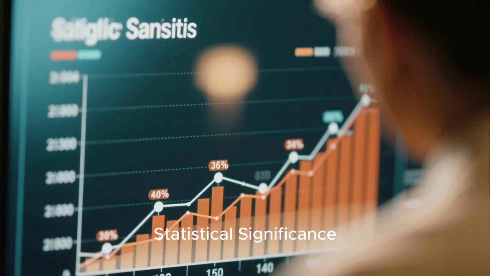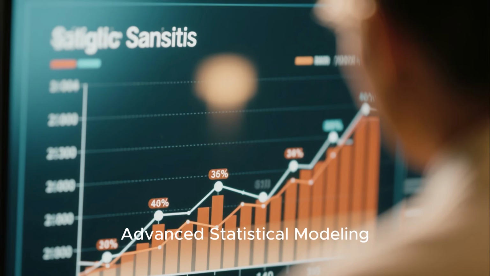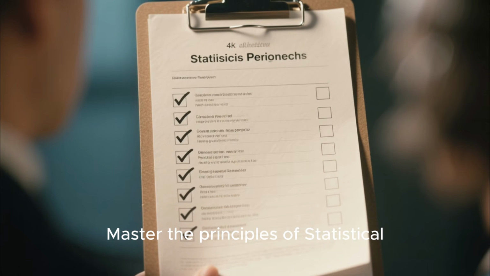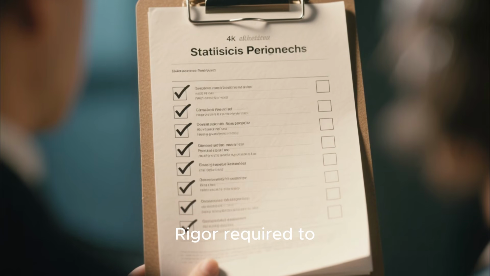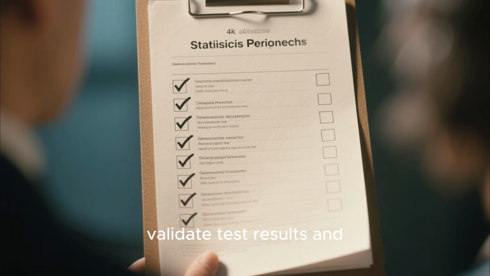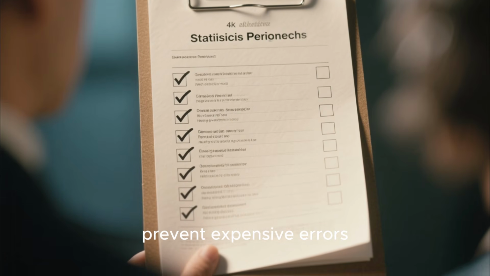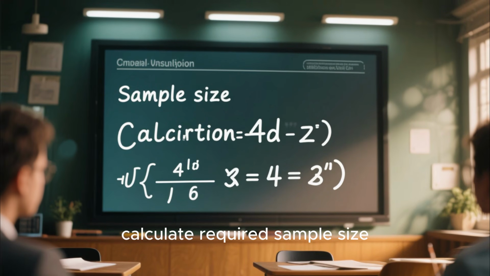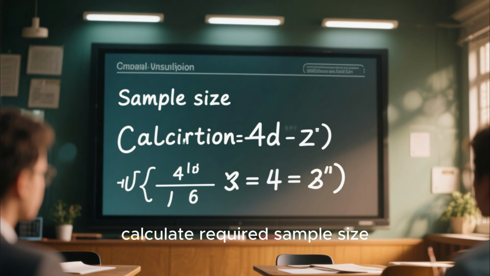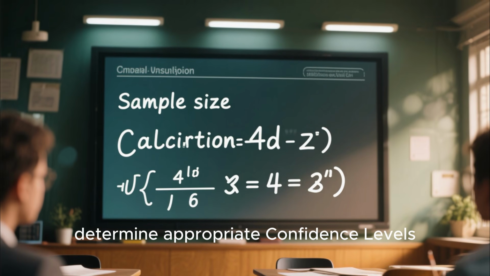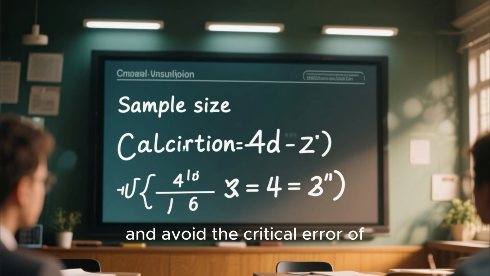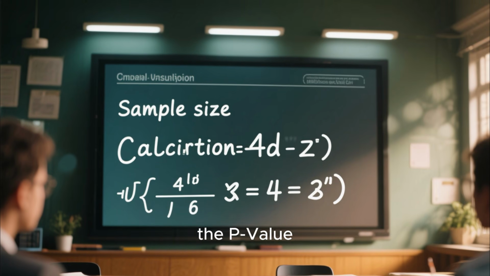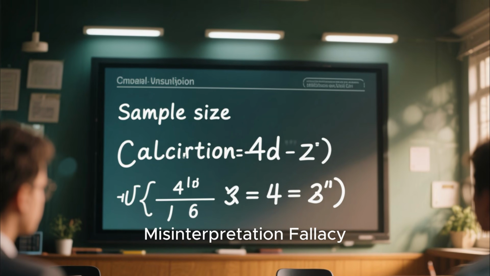Statistical significance, advanced statistical modeling, and data validation. Master the principles of statistical rigor required to validate test results and prevent expensive errors. We will cover how to correctly calculate required sample size, determine appropriate confidence levels, and avoid the critical error of stopping a test prematurely, the p-value misinterpretation fallacy.